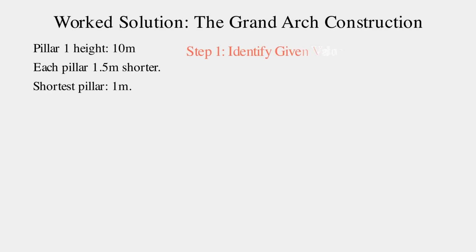Now that we have our definitions, let's put them to use and solve the grand arc construction problem. First, let's identify what we're given. You always start with the given. The first pillar is 10 meters, so our first term, u1, is 10. Each subsequent pillar is 1.5 meters shorter. This tells us our common difference d is minus 1.5, because here we have shorter, because the height is decreasing. And remember, the negative sign is important. If you miss it, then you will get incorrect answers.